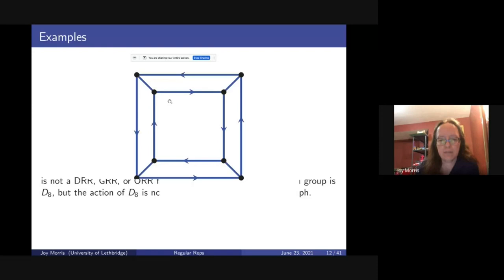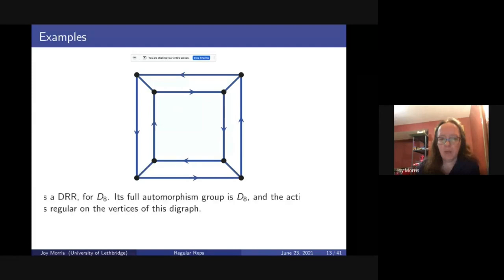However, if we take this object that we saw earlier, this is a digraphical regular representation for D8 because its full automorphism group is the dihedral group of order 8. And the action of D8 is regular on the vertices of this digraph. There are 8 vertices and 8 elements of D8. And there is, in fact, one of them that takes any vertex to any other vertex. The rotations spin us round. And as I said, the reflections switch the inner cycle with the outer cycle.